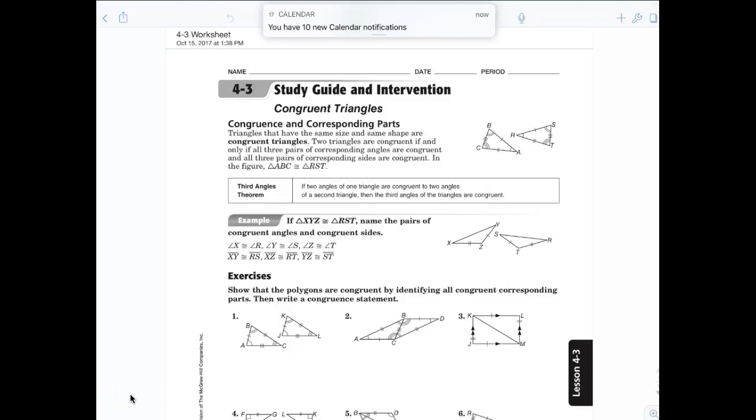All right, because it's a long chapter. Today we're going to simply be talking about congruent triangles. So listen up, please, carefully.